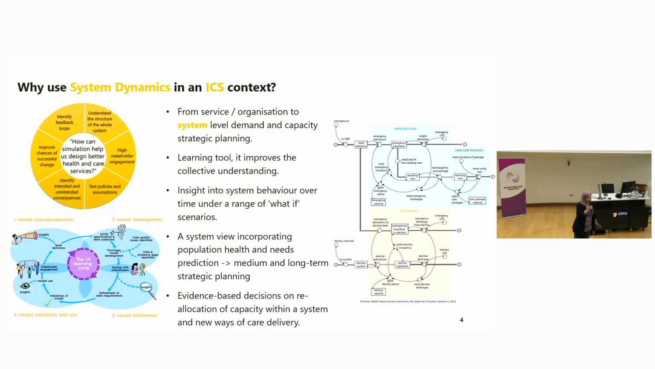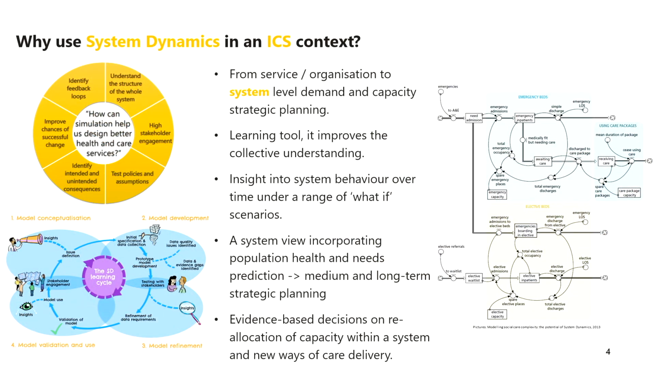Okay. So why are we thinking about using system dynamics, and particularly in an ICS context, was what we were thinking about? It's because the ICSs at the moment are transitioning through a time of both challenge and opportunity. They have to move from thinking about single organisations to thinking as their system as a whole, about how demand and capacity across that whole system interacts and how to plan for that for the future.